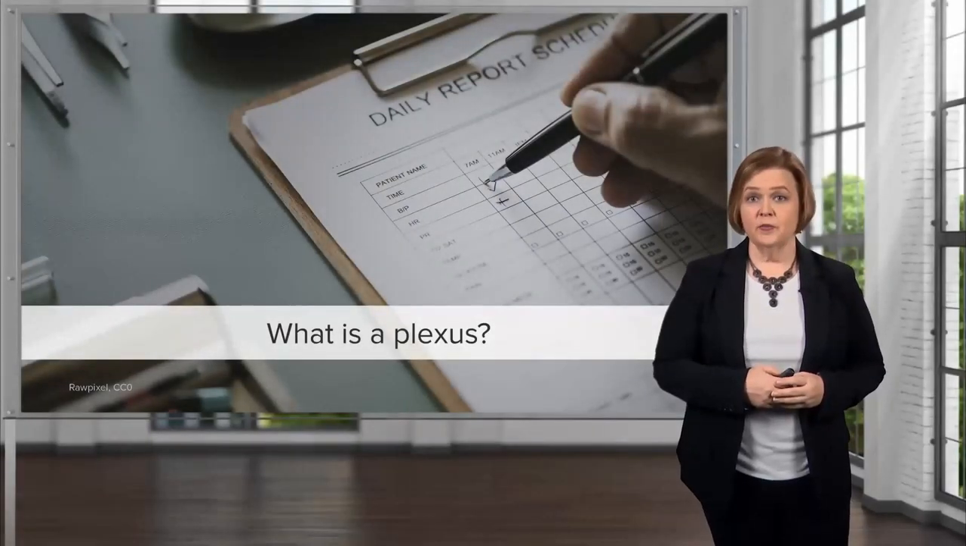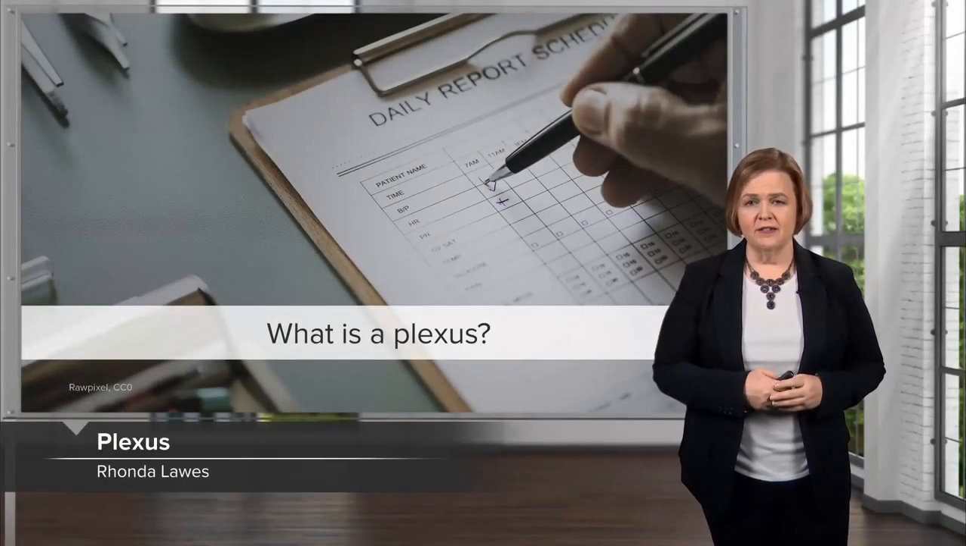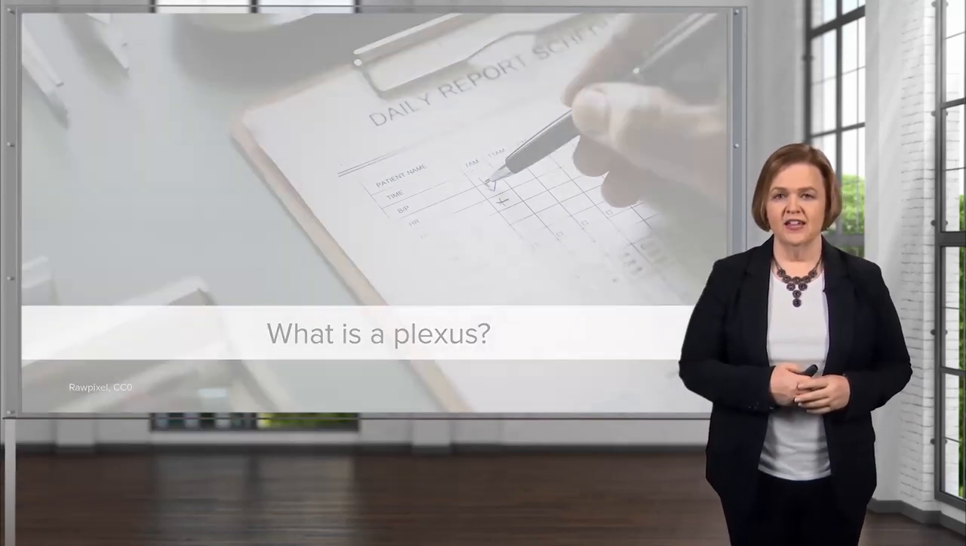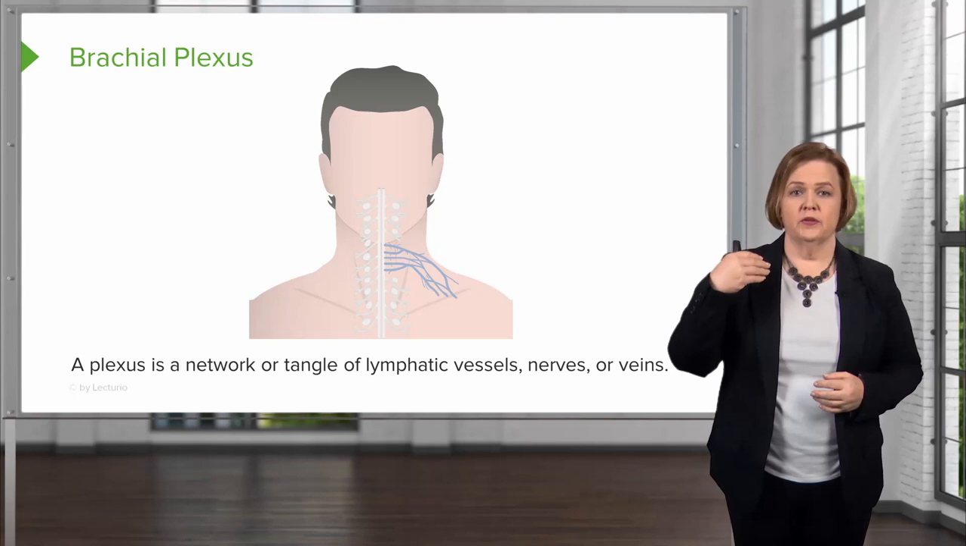Okay, so what's a plexus? Yeah, I'm not talking about a pink drink. I'm talking about a plexus in your spinal cord. Now, we're talking about the brachial plexus.